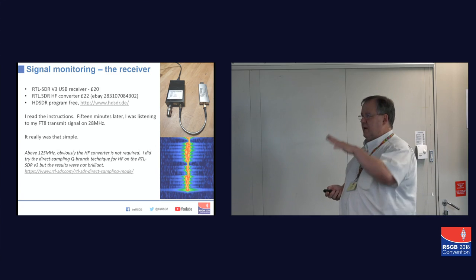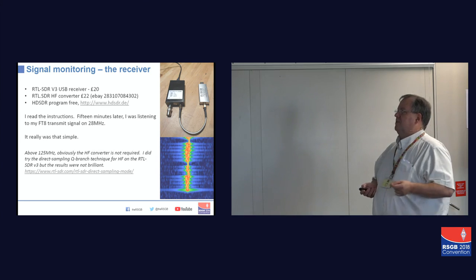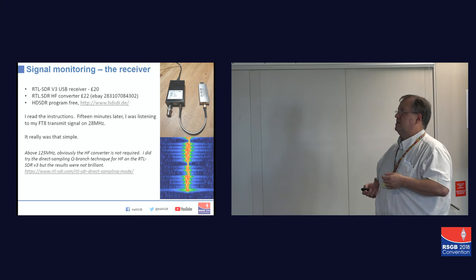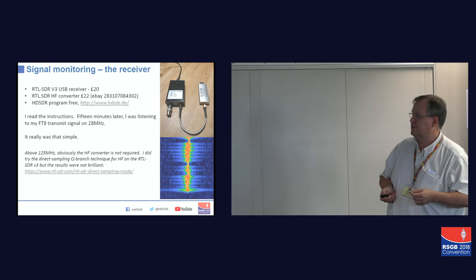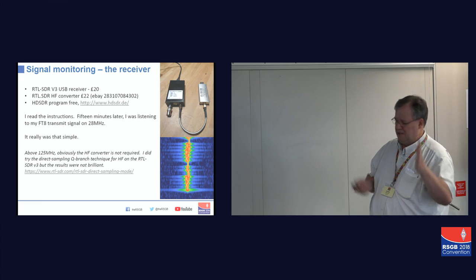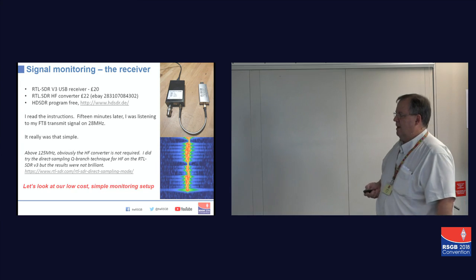Quick aside for VHFers, above 125 megs, you don't need that HF converter because the native RTL SDR will work from 125 megs up. There is a tweak you can do with direct sampling Q branch. Just don't even go there. Just don't. Use the little converters.